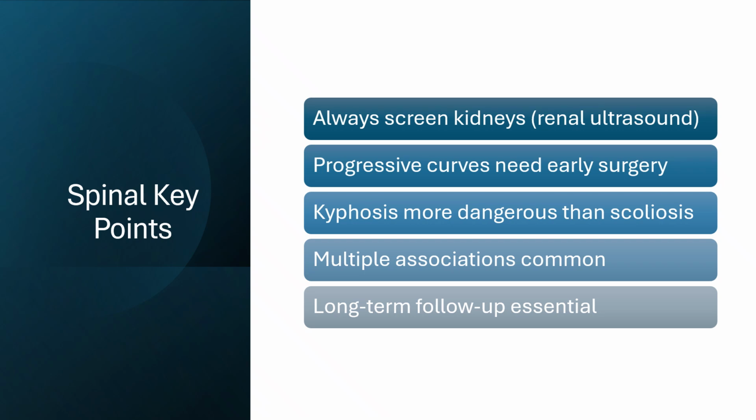The clinical pearl that kyphosis proves more dangerous than scoliosis reflects the different risks these deformities pose to neurological function. While scoliosis rarely causes paralysis, congenital kyphosis can create spinal cord compromise that requires immediate intervention to prevent permanent neurological damage. Multiple associations occur commonly with congenital spinal anomalies, making comprehensive evaluation essential rather than focusing only on the obvious spinal deformity. Long-term follow-up remains essential throughout childhood and adolescence because these conditions can progress unpredictably, requiring ongoing surveillance and intervention as the child grows and develops.